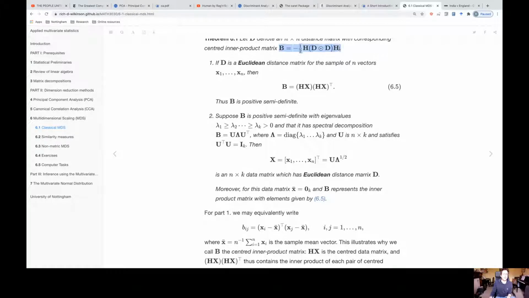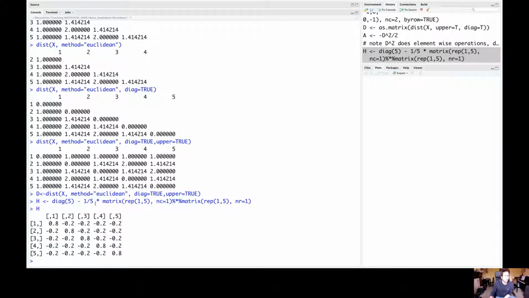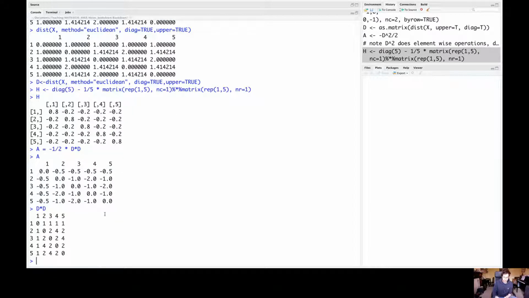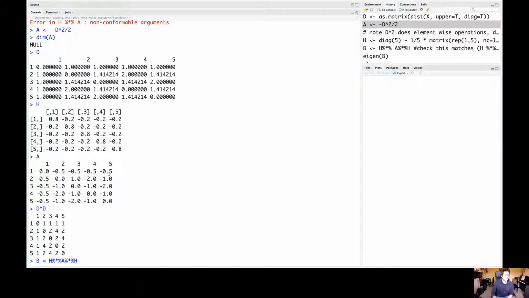Okay. Let's first compute B using the definition. So to do that, I'm going to need to define the centering matrix H. Okay, so that's an identity matrix minus 1/5 times the vector of 1s times a row vector of 1s. Okay, it gives me this. And then we said that if we let A be minus a half times D times D, okay, we get this. And just note here that D times D with this multiplication sign gives us element-wise multiplication in R. Okay. To do matrix multiplication, you have to do percentage star percentage. Okay. But we want the Hadamard product here, so it's D star D. So we've got this matrix A here. So we have to do B, which is H times A times H.